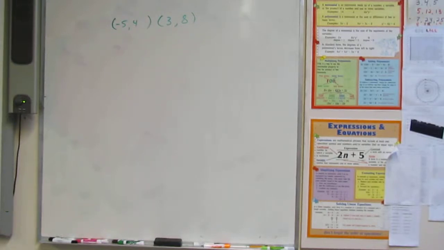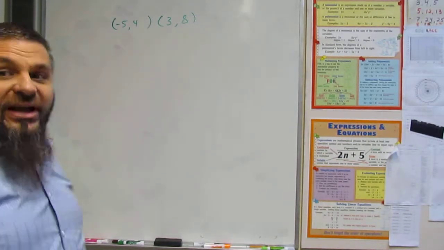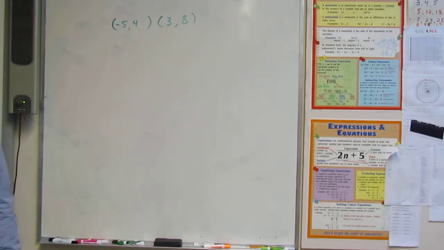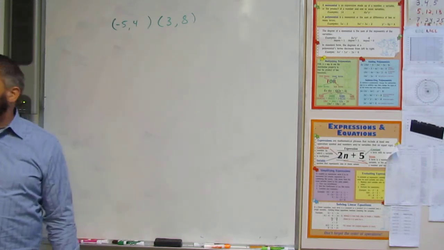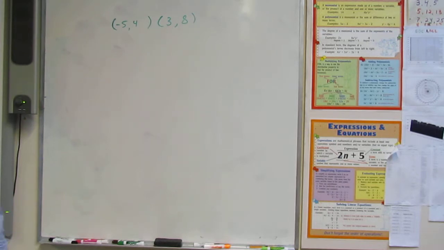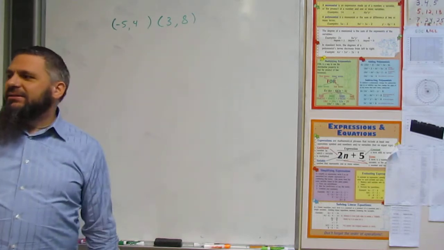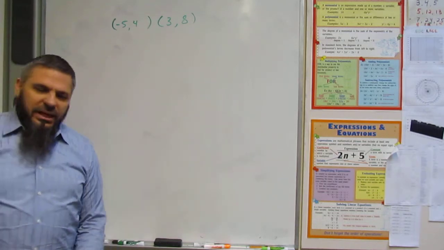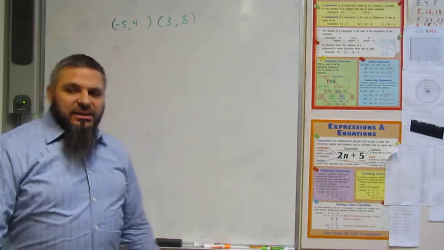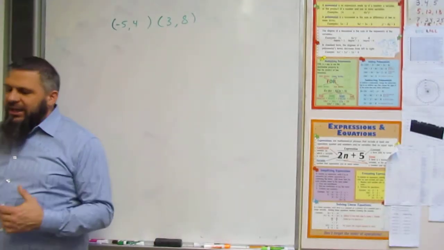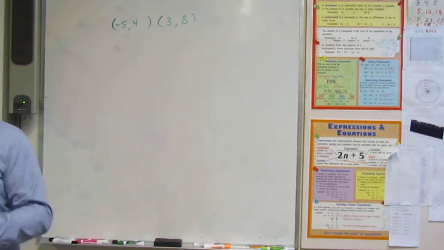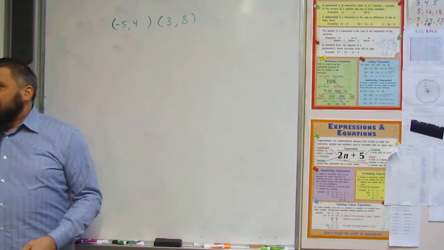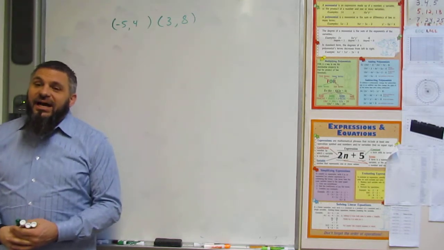Okay, slope and finding the equation, right? Wait, so what question is this? This is going to be for 9 and 10, not 8, just 9 and 10. We just did 8. For 9 you have to come up with the slope, right? For 10 you have to come up with the equation of the line, right?